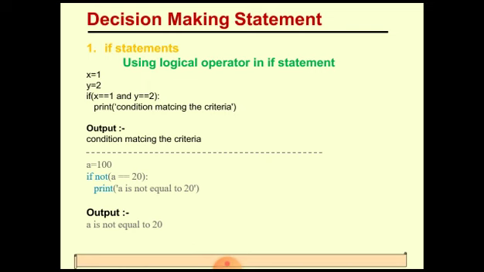So what will happen? This print statement is inside the if block, which we have shown by indenting it with four spaces. So this print statement will give you the output here: condition matching the criteria.